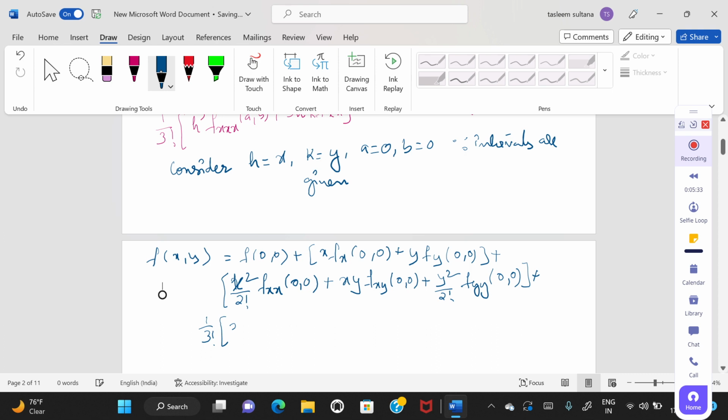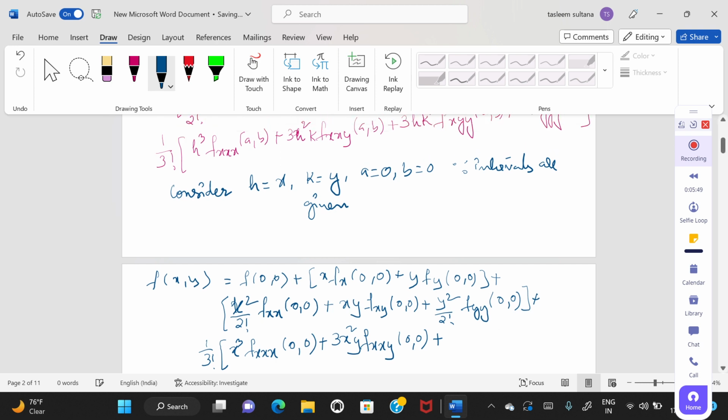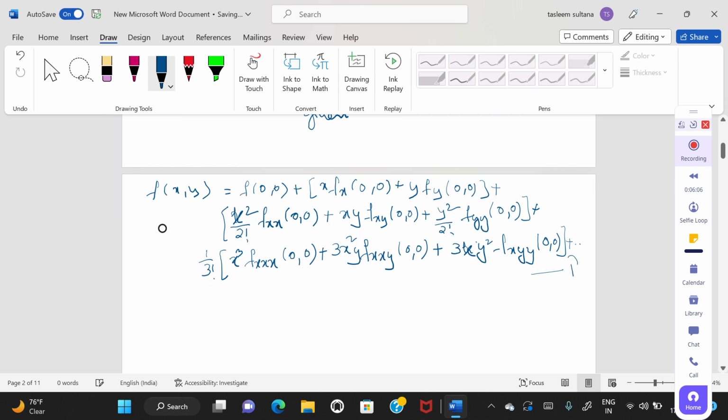3 factorial of x cube f suffix x x of 0 comma 0, then plus 3x square y f suffix x x y of 0 comma 0, then plus 3x y square f suffix x y y of 0 comma 0, then plus so on. We'll mark this as equation number 1.